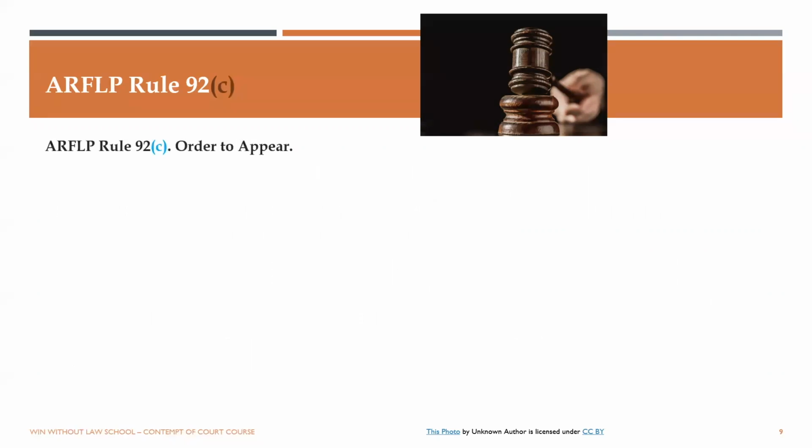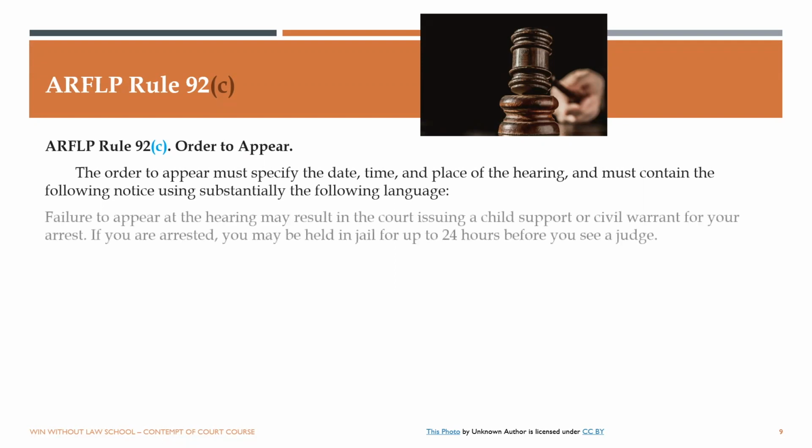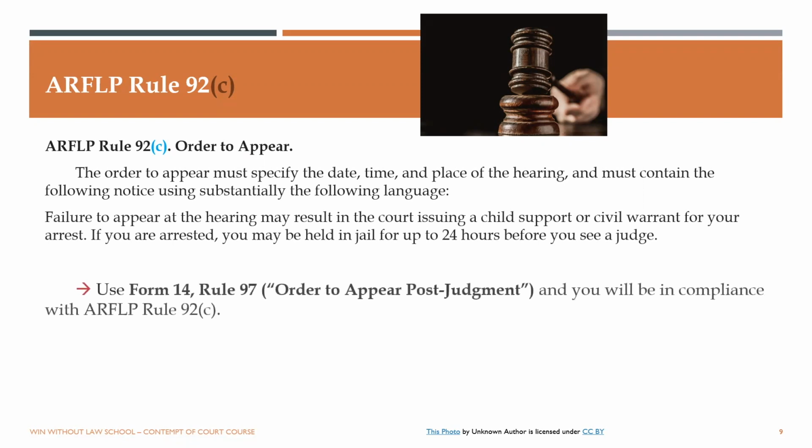All right, let's move on to Rule 92C. This is just explaining that you have to use the court's order to appear form. This order to appear must specify the date, time, and place of hearing and must contain the following notice using substantially the following language. But just to simplify this, just use Form 14 in Rule 97 of the Arizona Rules of Family Law Procedure. It's called Order to Appear Post-Judgment, and then you will be in compliance with Rule 92C.